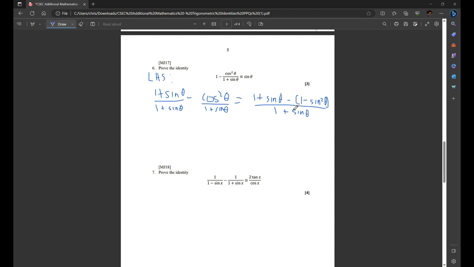So if I multiply this negative, you can think of this as a negative 1. So if I multiply negative 1 by 1, I'm going to get negative 1. And if I multiply negative 1 by negative sine squared theta, I'm going to get positive sine squared theta. So that means I'm going to be left with sine squared theta plus sine theta on the top, since that negative 1 and that positive 1 are going to cancel. So this is what I'm left with on the numerator. And that's still over 1 plus sine theta.